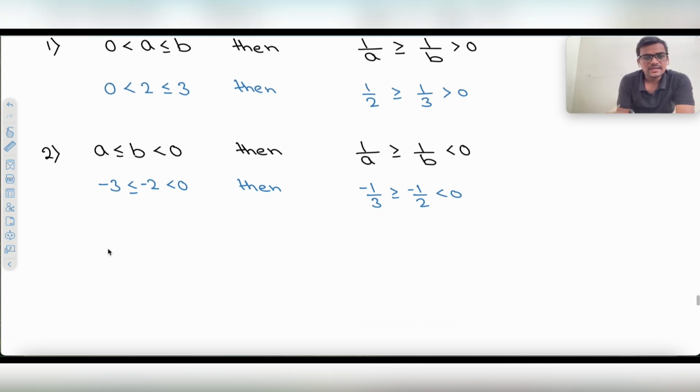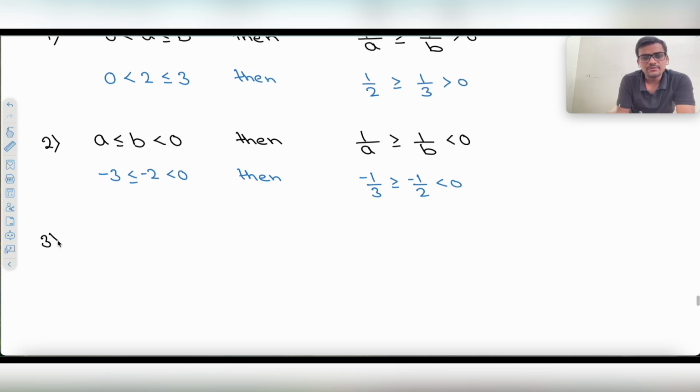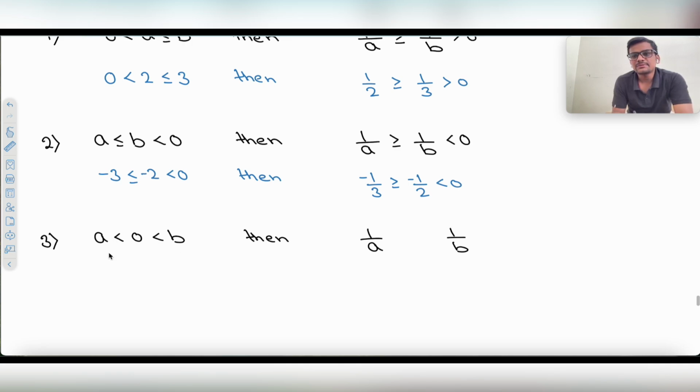Now the third one I want to ask is, what happens if one is positive and one is negative? Suppose A is less than 0 and B is greater than 0. Then what will happen when we do the reciprocal? So 1 by A will come and 1 by B will come. Now see, because A is negative, 1 by A is also negative, right? And because B is positive, 1 by B is also positive. So here the inequality will not change.